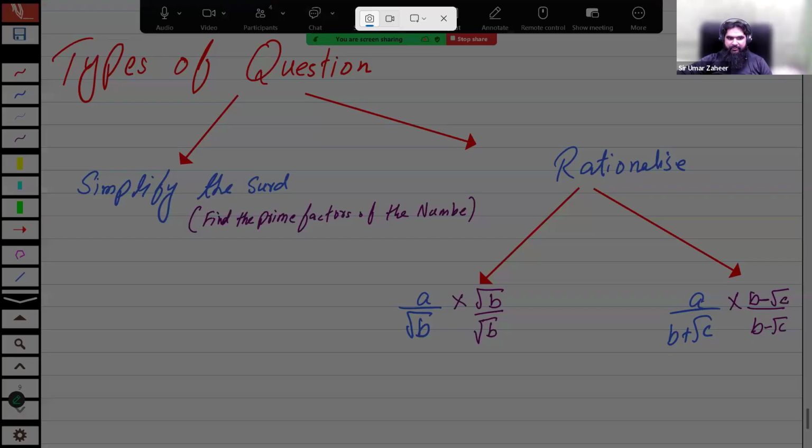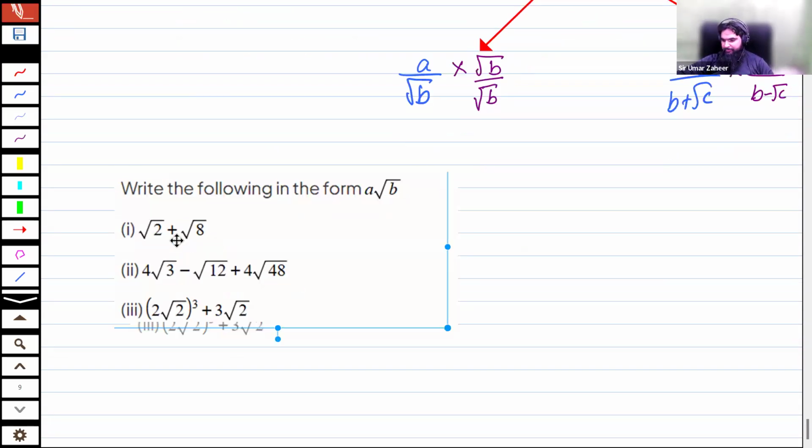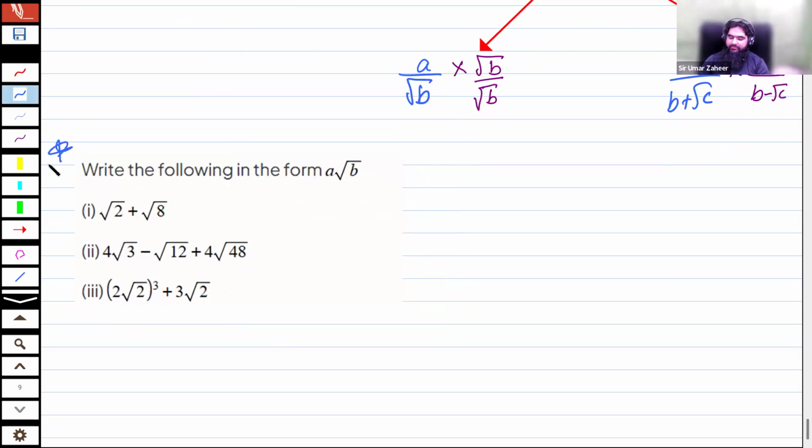Okay, now we have to do the first type of question in which he says that you have to simplify them. So we have to do the questions. Now we have the first question. He says, write down the following in the form of a into square root of b. We have the first one, that is square root 2 plus square root 8. We need to simplify them.